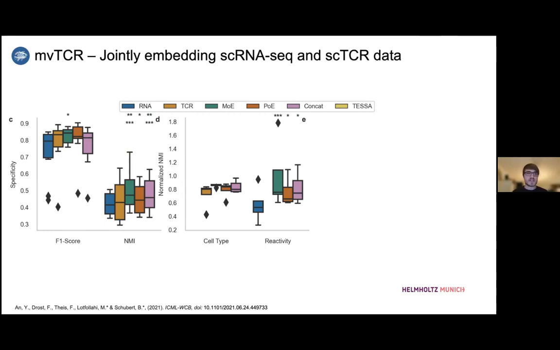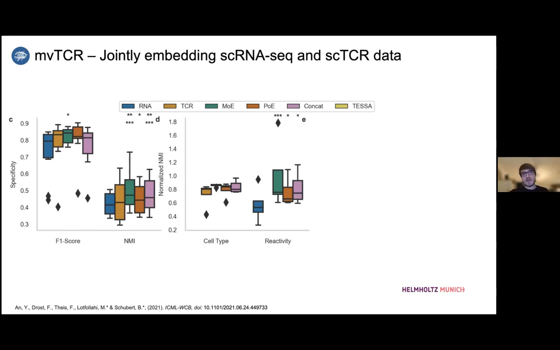And similarly, we wanted to see whether, quantitatively, the cell types are still contained in our latent embedding. To that end, we used normalized mutual information as a criterion with predefined cell type clusters based on RNA space. And here we could also show that this is generally better conserved than in the unimodal embeddings, and the same holds true for reactivity, which is defined by the T cell receptor and cannot be captured by the RNA space.